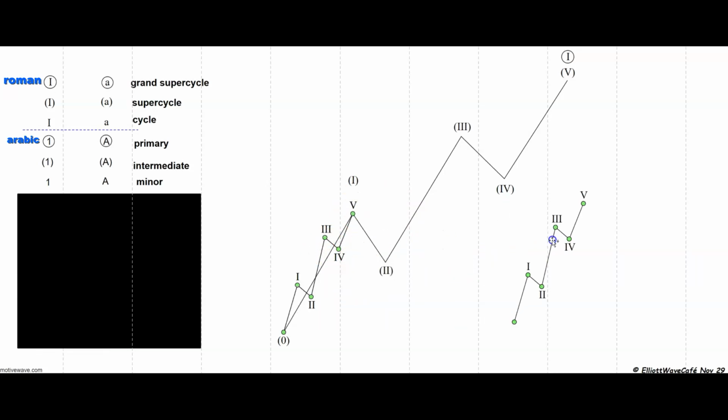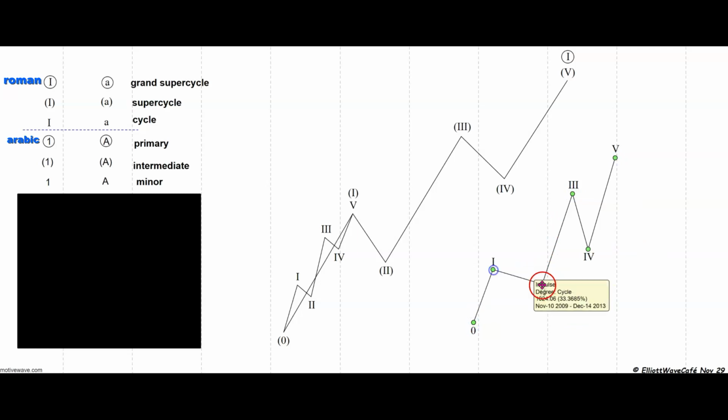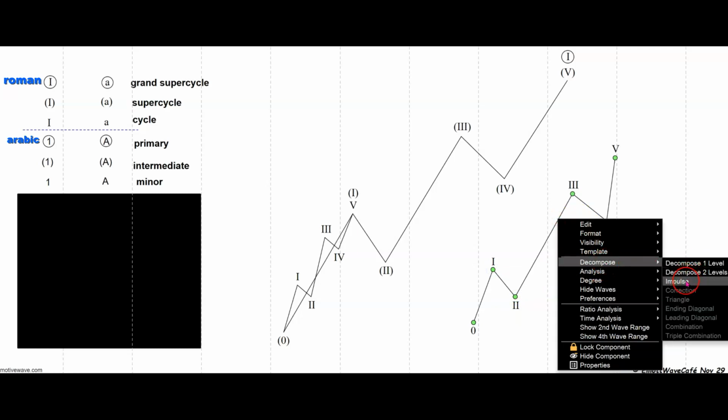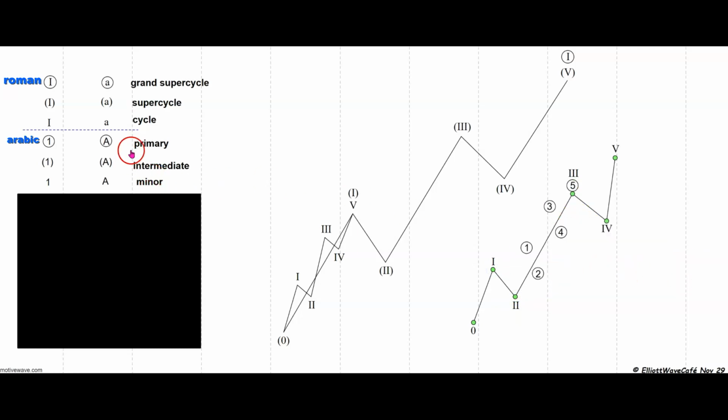Let's do this, right? And I want to go inside this cycle degree 3rd wave, for example. I'm just going to ask the software to decompose that for me automatically, and you will see. So I'm going to decompose this as an impulse, and you will see that it automatically moves to the primary degree, which is this right here. So you have a 1, 2, 3, 4, and 5.